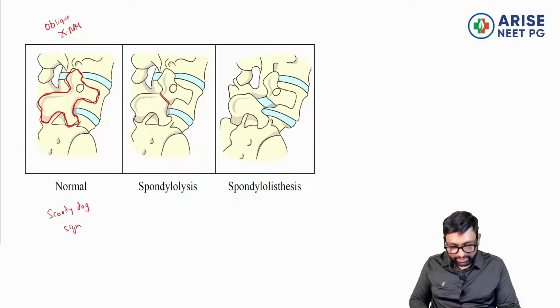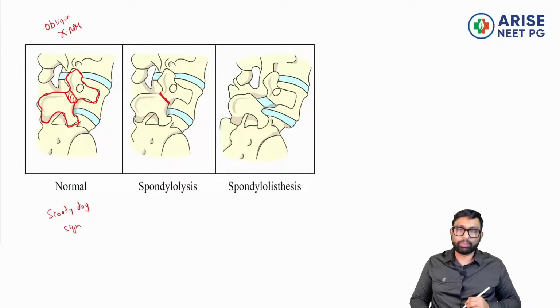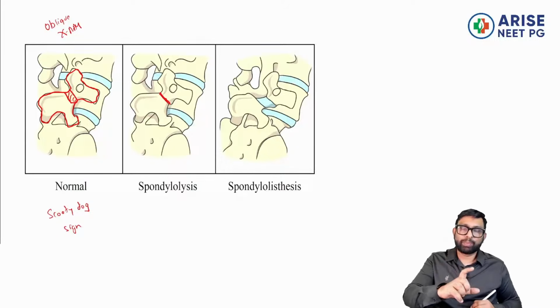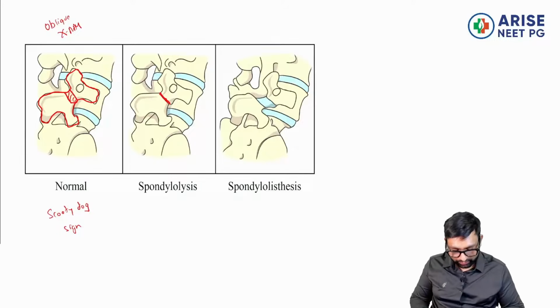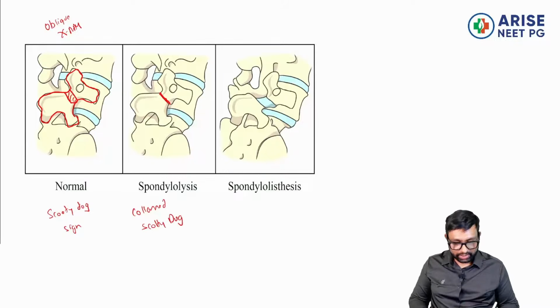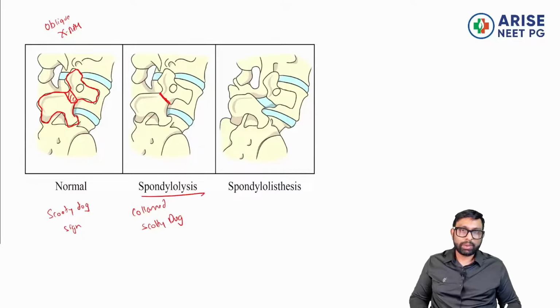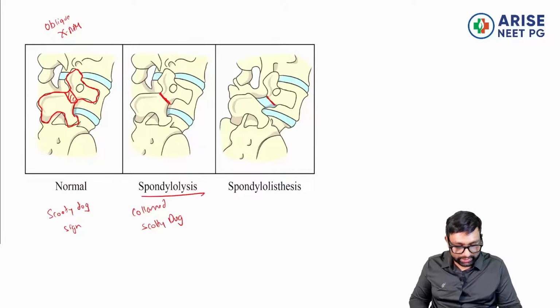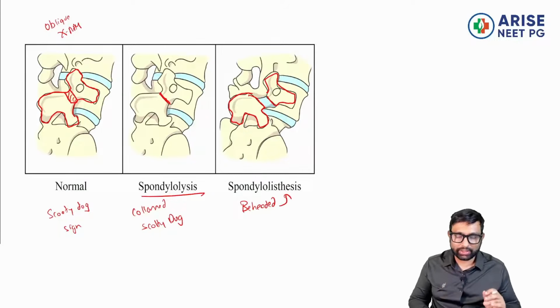But when there is a lysis, this neck area will become broken, because the neck represents the pars in a Scotty dog. So when you have a collared Scotty dog, that is called spondylolysis. But in a patient with listhesis, you will notice that the Scotty dog head is detached and gone away. So when you have a beheaded Scotty dog, that is called spondylolisthesis. Okay, that is called spondylolisthesis.